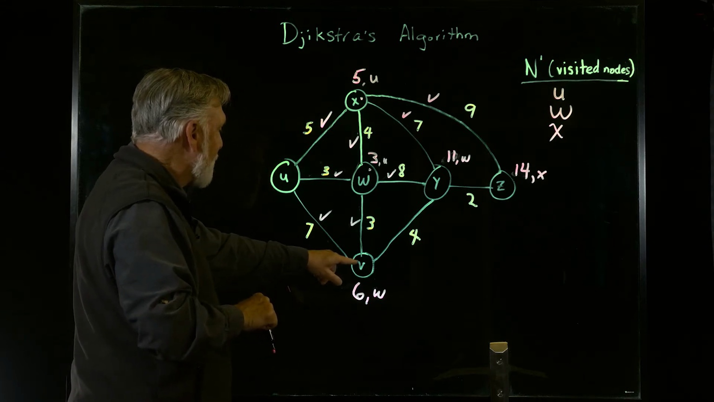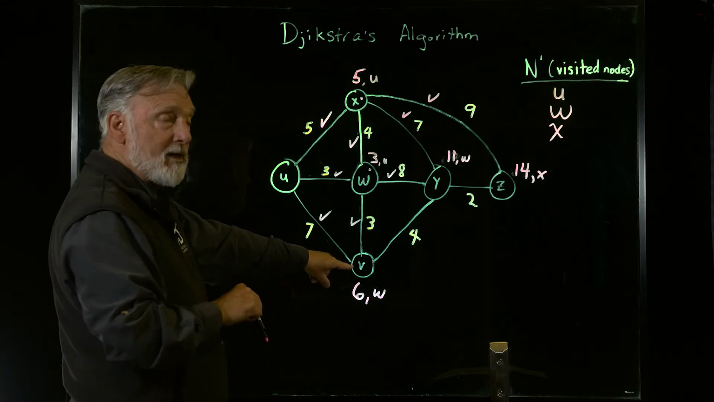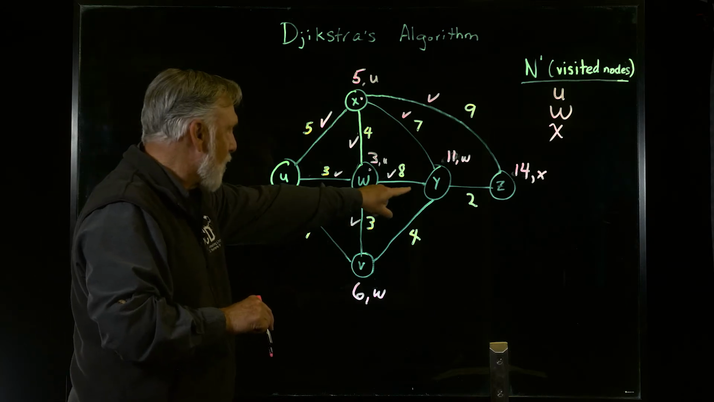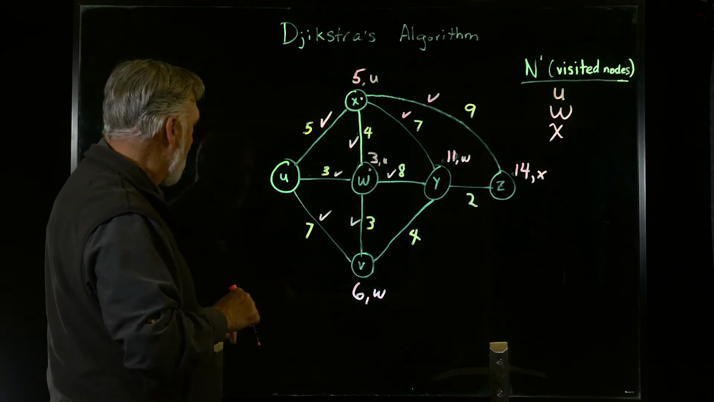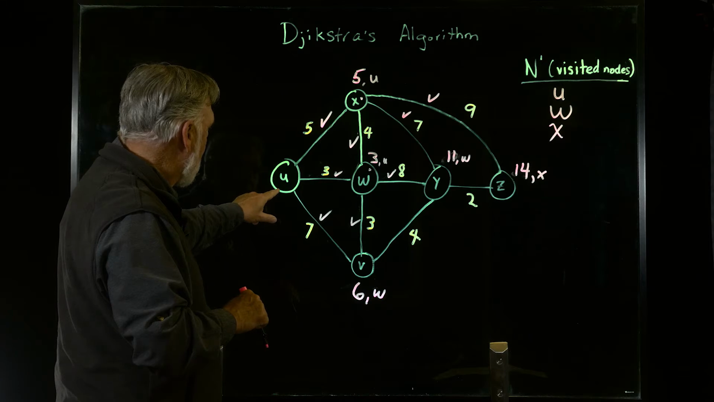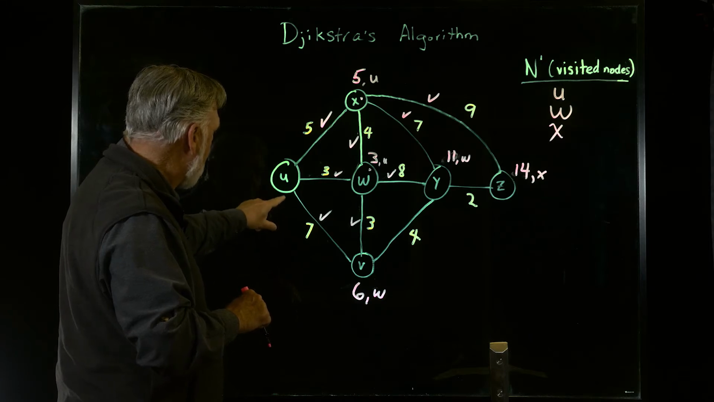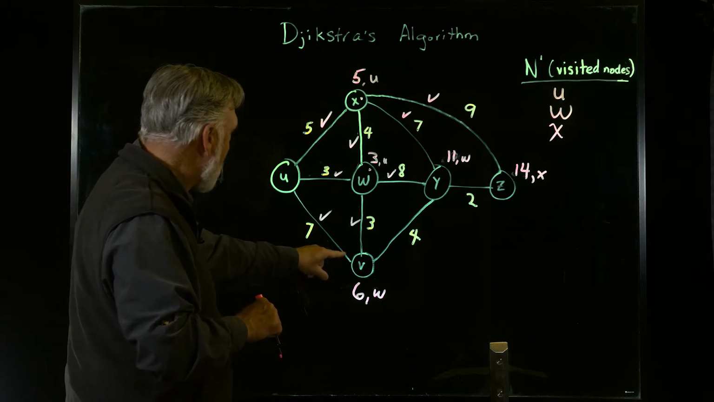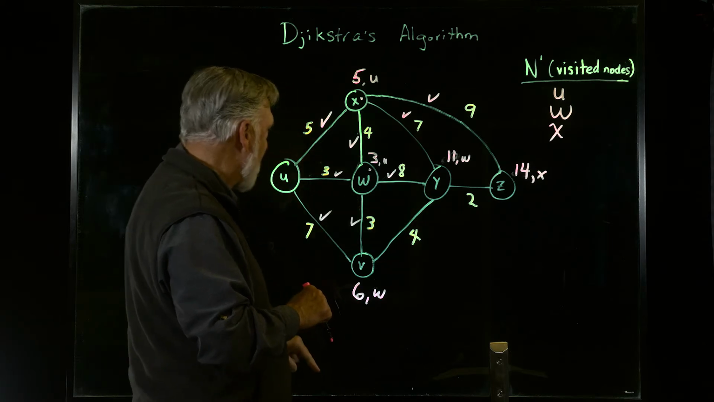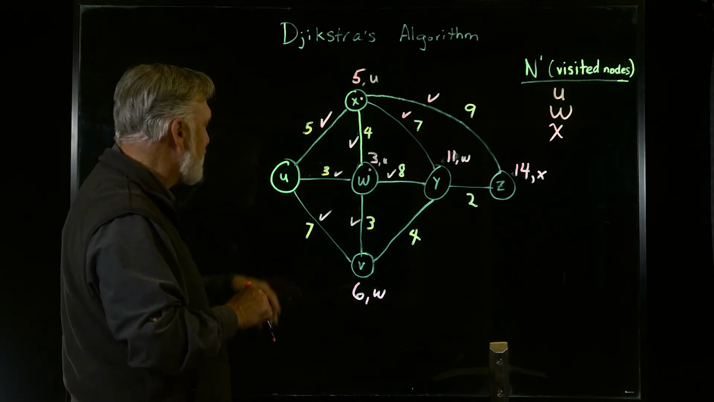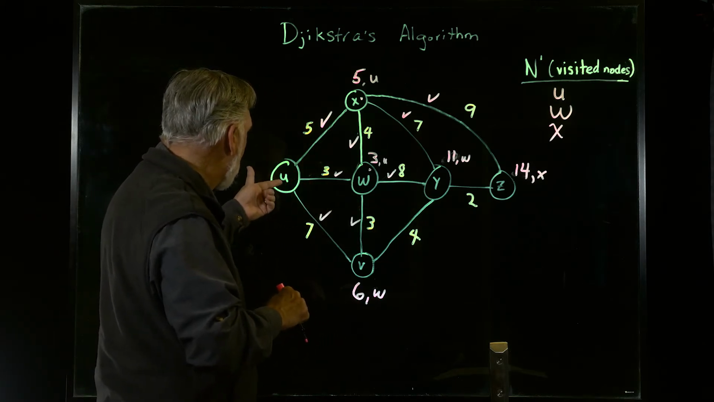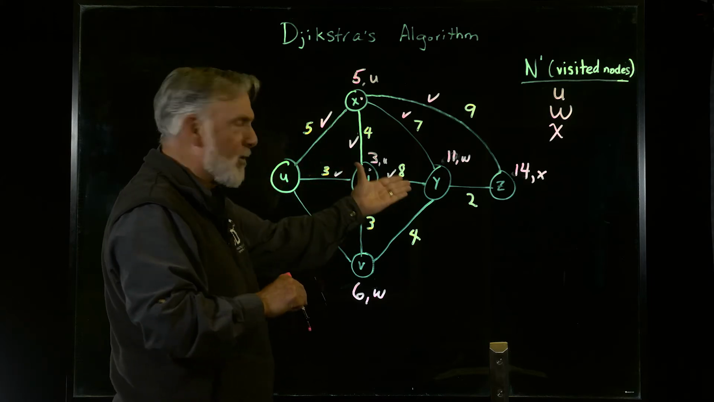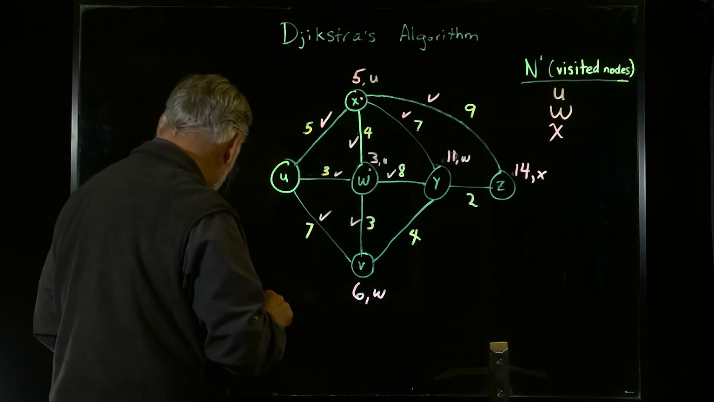So the unexplored path from V is V to Y. By going through V, the cost to Y is 11. It's the same as the cost by going through W. So we don't need to change anything.